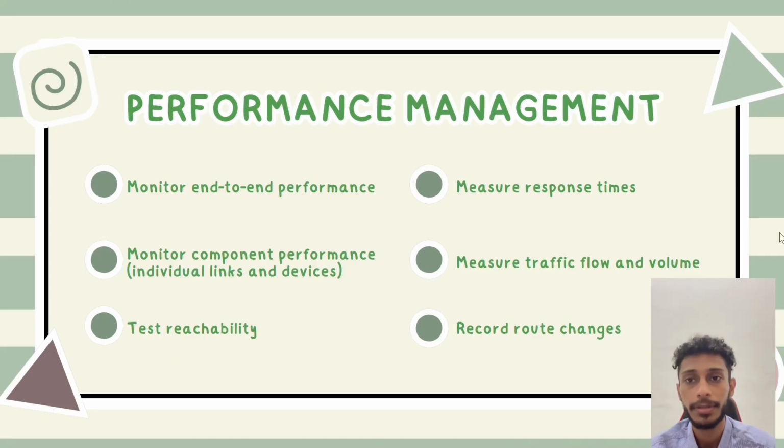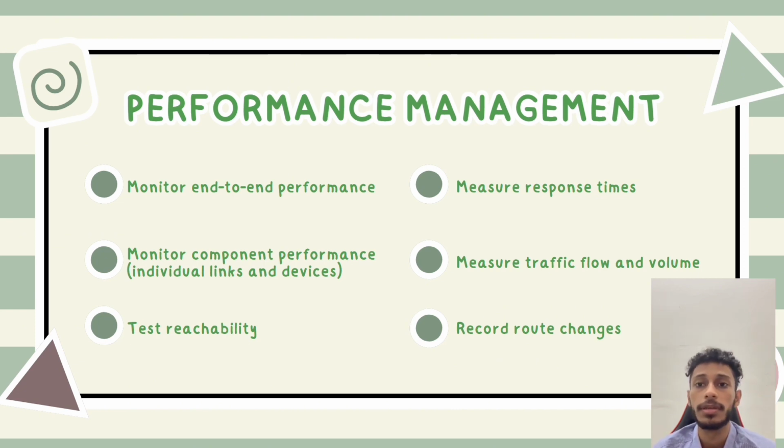Now we move on to performance management. As it's explained in this chapter, it's split into 6 things. The first one is monitor end-to-end performance. It's to keep track of overall performance of the entire network infrastructure. The second one is also monitor the component performance, individual links and devices. It's to analyze the performance of specific network components such as router, switch, and individual links.